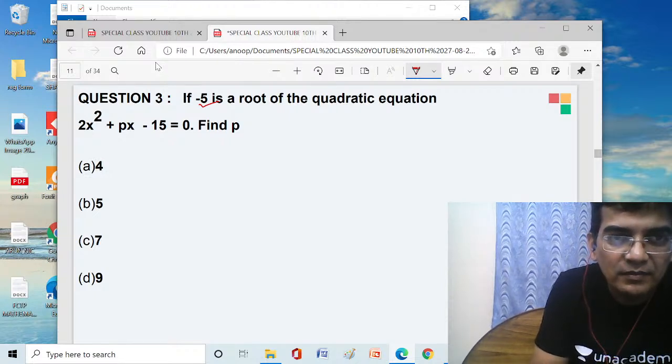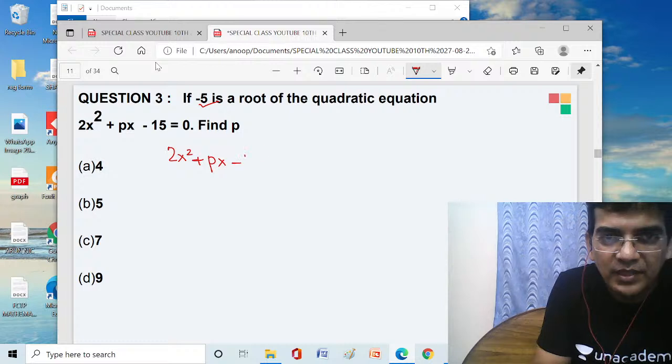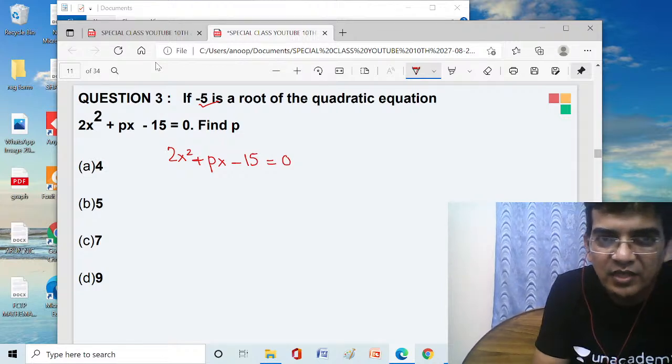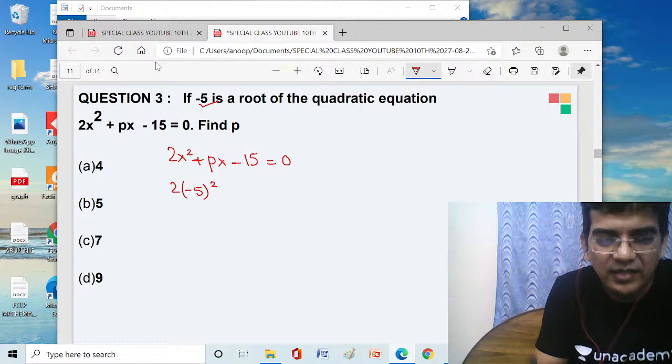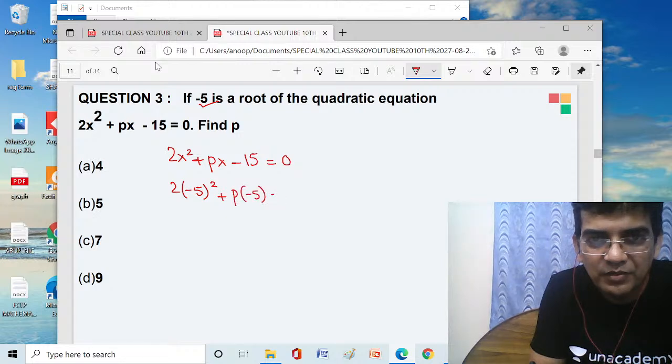So, see, the equation is 2x square plus px minus 15 is equal to 0. Now, as minus 5 is given as the root of this equation, that means this minus 5 will satisfy this equation when substituted for x. So let us substitute it for x. In place of x, I will substitute the value for x as minus 5. Wherever you are getting x in this equation, you will substitute, right? So let's see what will be the result.